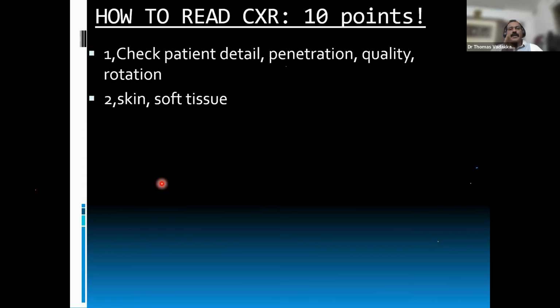Start with the technical details, then go for the skin and soft tissue one by one. Try to find any abnormality if it is there. Also check bone one by one. Look for any abnormality. Go to the tracheal gas shadow. Any abnormality, any intratracheal lesions, tracheomegaly, tracheal ring calcification, if it is there, should be documented.